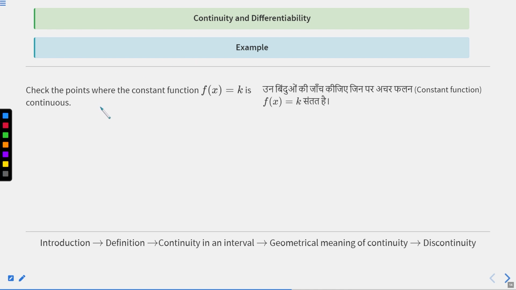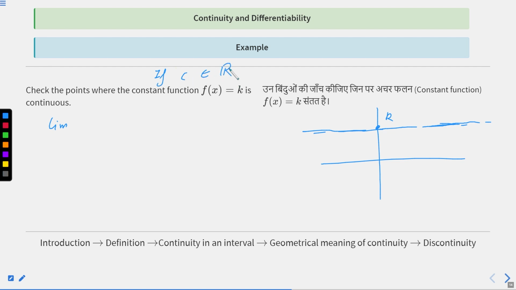Now we have to check the points where the constant function is continuous. Very simple. You all know the constant function. Say f of x is equal to k, then your f of k value will be this. Yes, it is defined on whole R. So pick any c that belongs to the domain. Obviously, we are talking about the domain being R.